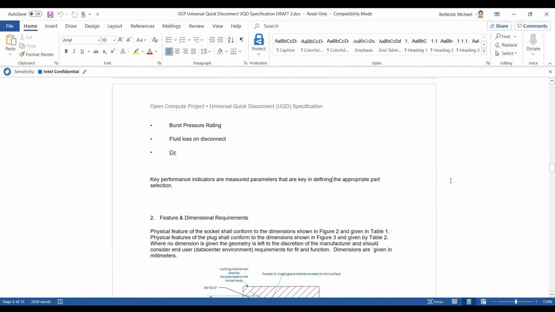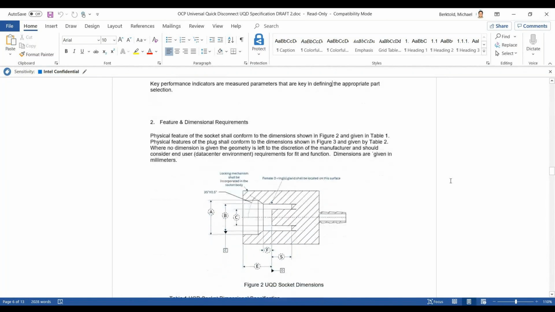Yeah. Section 2, feature and dimensional requirements. These are the physical features. The socket shall conform to the dimensions shown in the figures and in the table. Likewise, the plug shall also conform to the dimensions in the figure and the table. Where there's no dimension given, the geometry is left to the discretion of the manufacturer and should be considered in user requirements for fit and function. Dimensions are given in millimeters.